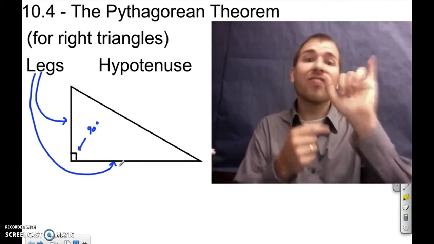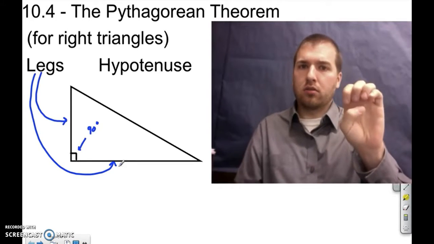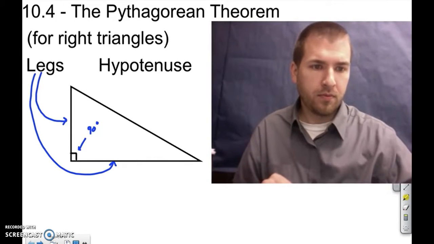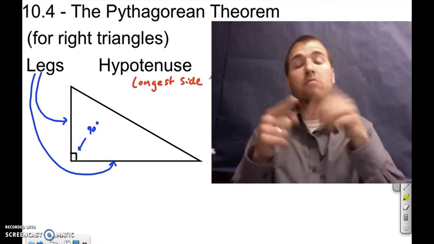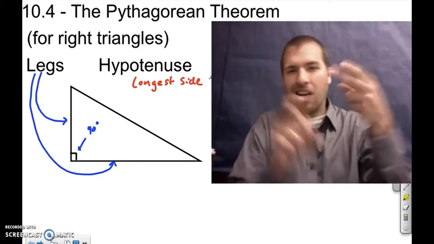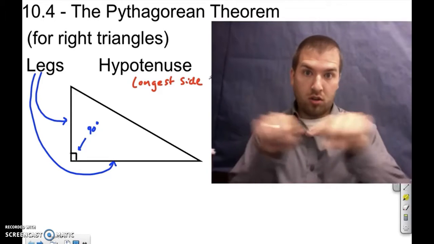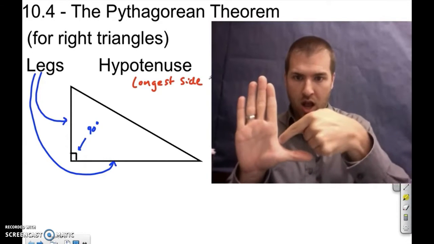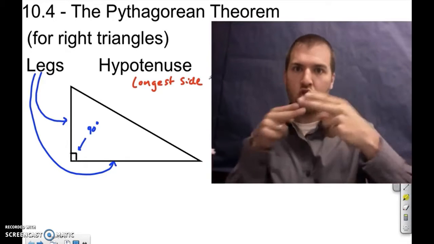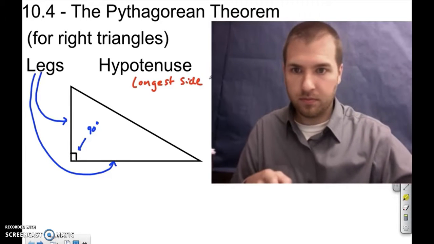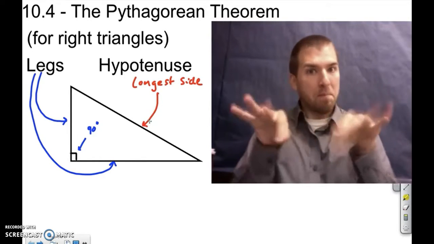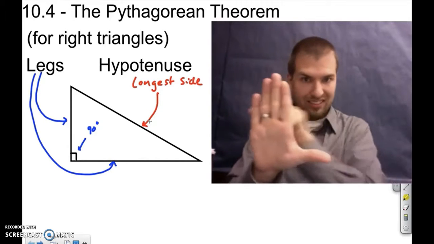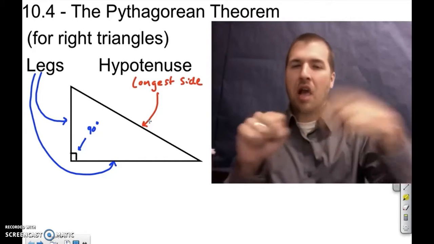The hypotenuse is always going to be the longest side of the triangle. You should see right here, it's always the longest side. Any triangle where it has the longest side, that's going to be the hypotenuse. It's also always opposite of the 90-degree angle. You can see right here, it's right there. So the legs and the hypotenuse create the triangle.